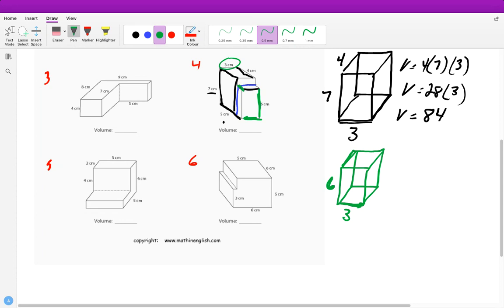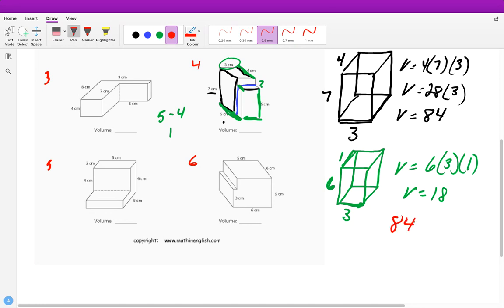And then the last thing I need to do is figure out this depth, right? How deep is it? What about here? Well, this is where this 5 comes into play, because the entire piece is 5, and we know that from here to here was 4, so what is missing? What is left over from this remaining part? And it's simple, 5 minus 4, and that gives us 1. So now to find this volume, we do 6 times 3 times 1, and volume is then equal to 18. We would add the 84 and the 18 together, just like we did with our composite area figures.